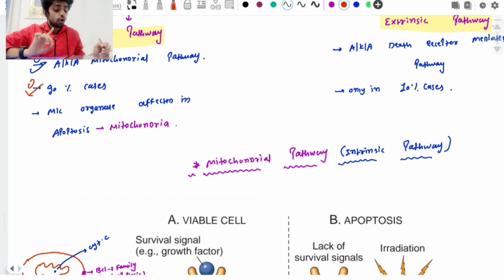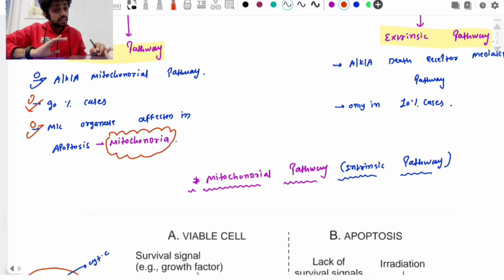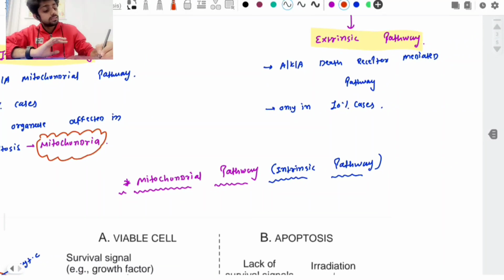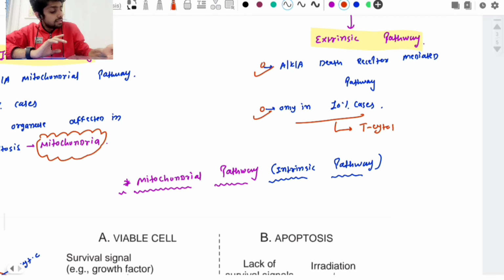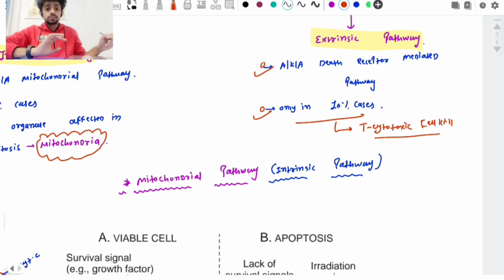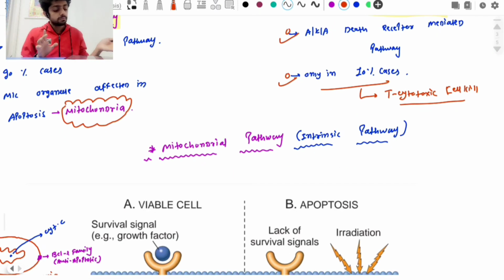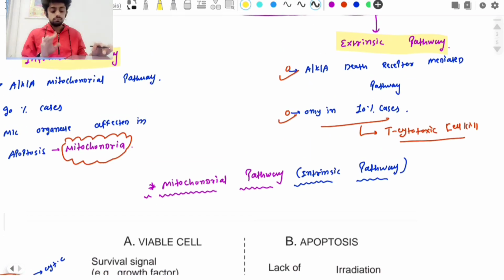And what is the most commonly affected organelle in apoptosis? It is the mitochondria. Remember guys, this is an important one-liner. And what is meant by the extrinsic pathway? The extrinsic pathway is also called the death receptor mediated pathway, and this occurs in only 10% of cases. In which condition do we mainly see it? In T cytotoxic cell killing. So when cytotoxic T cells kill virus-infected cells, that occurs via which pathway? The extrinsic pathway. Now we are going to see the pathways in some detail.